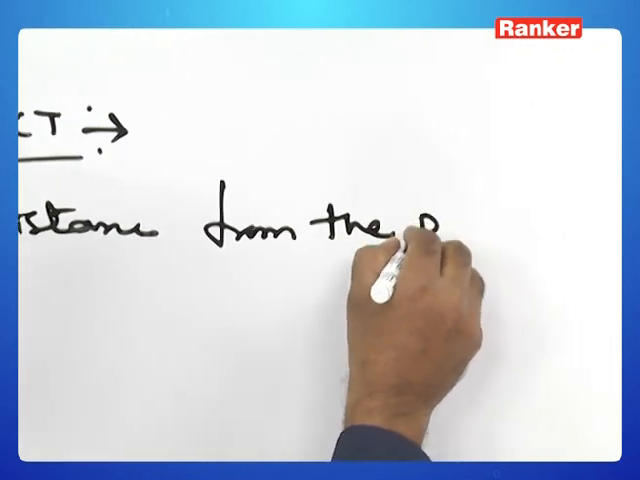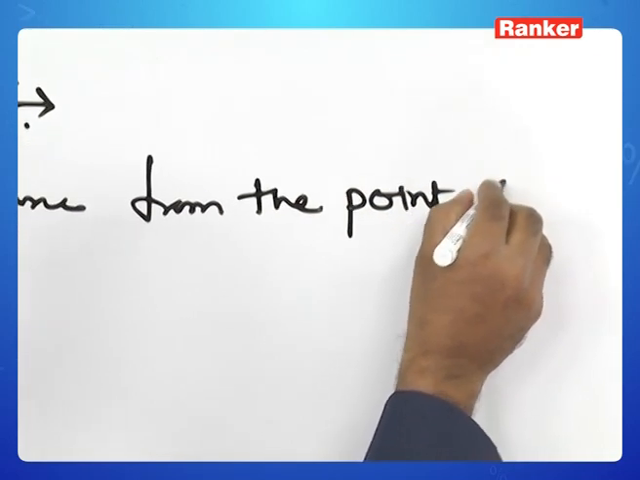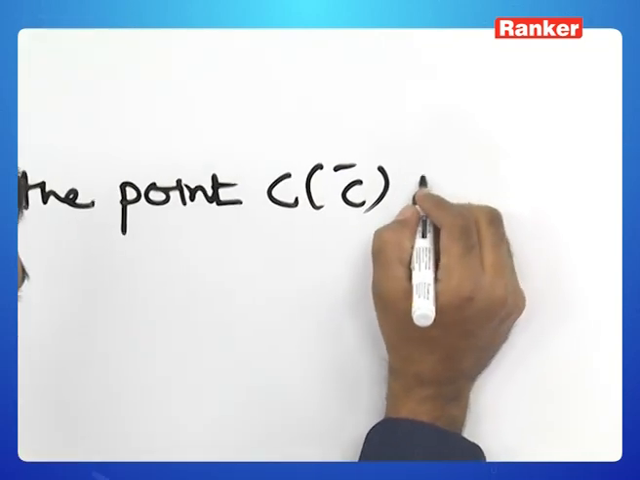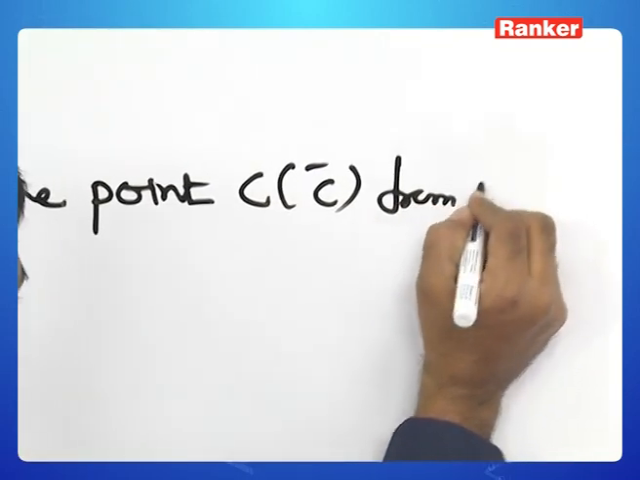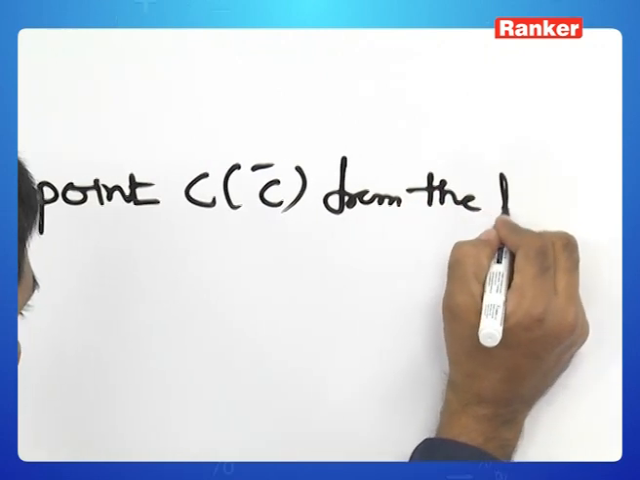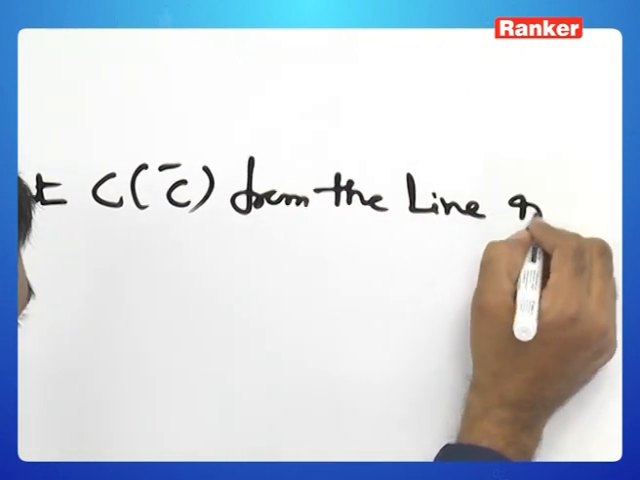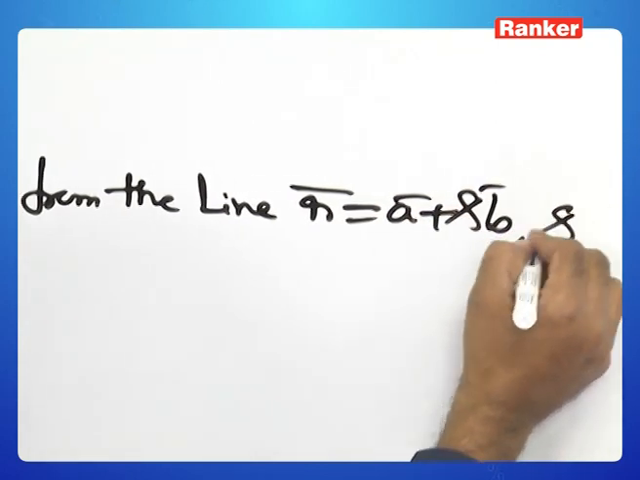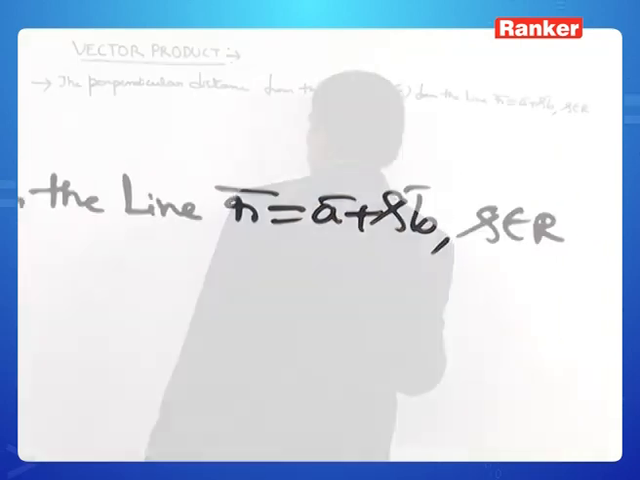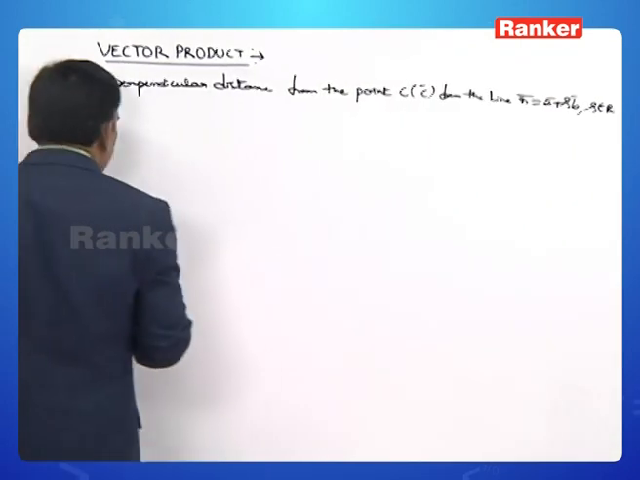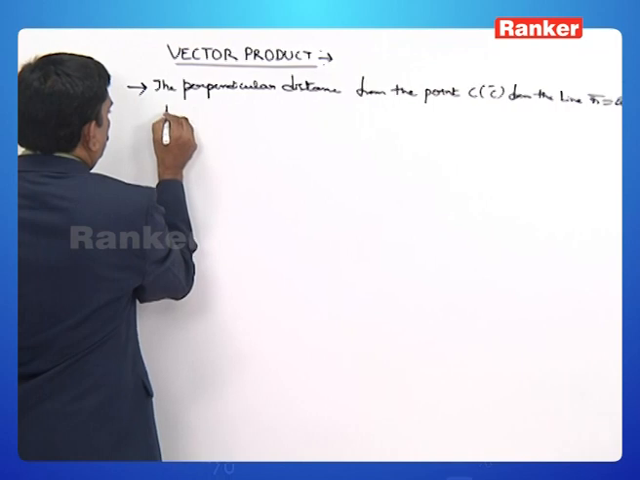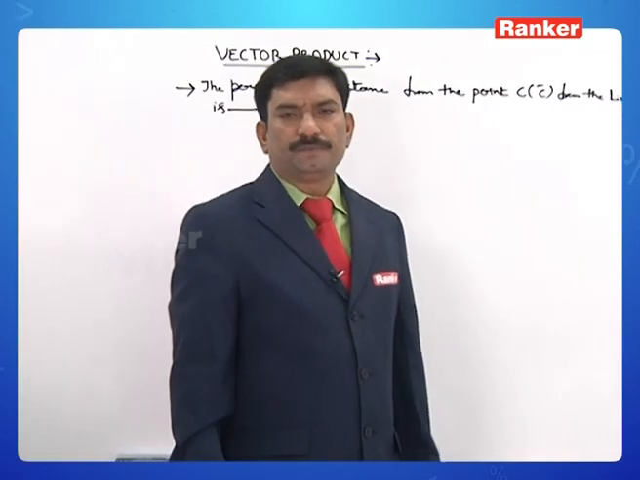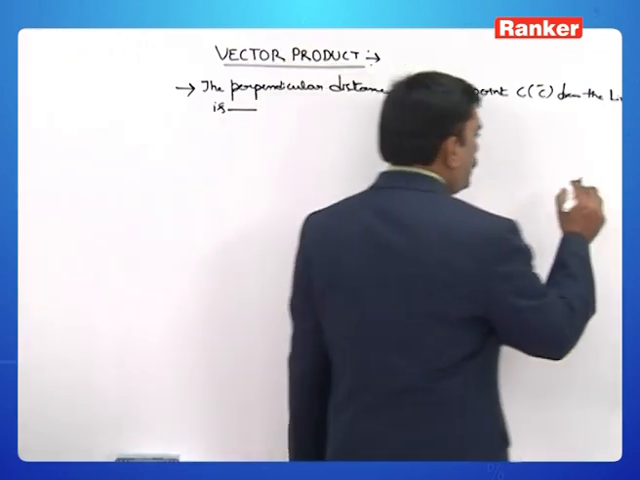from the point C of C bar from the line R bar is equal to A bar plus SB bar, where S belongs to R, is dash. It's a theory oriented concept. Let us see.